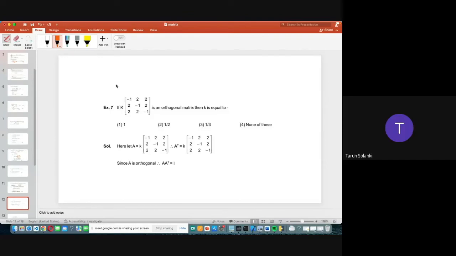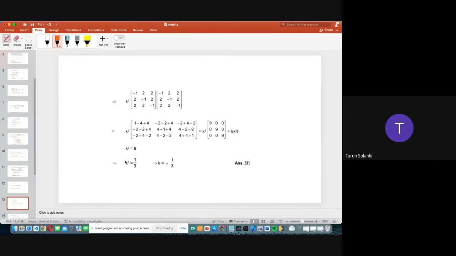Next, k is given, which is minus 1 2 2, then 2 minus 1 2, then 2 2 minus 1, which is an orthogonal matrix. Then we need to find what k is equal to, right? So here let A be minus 1 2 2, 2 minus 1 2, 2 2 minus 1. So let's find out the transpose for this. So A transpose will become minus 1 2 2, 2 minus 1 2, 2 2 minus 1, into k, right? So it is orthogonal, so A into A transpose is always equal to I.